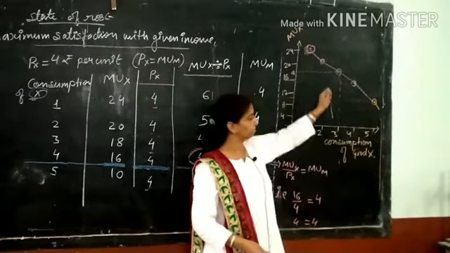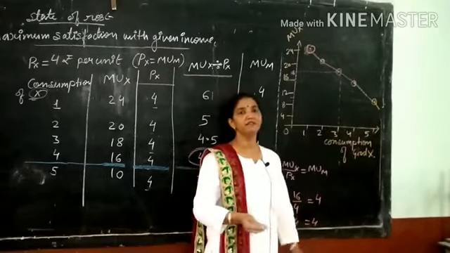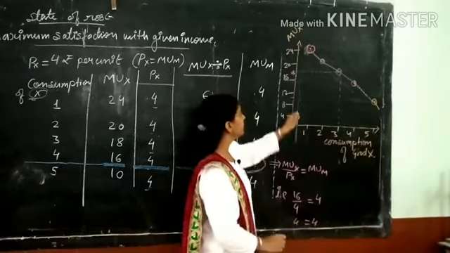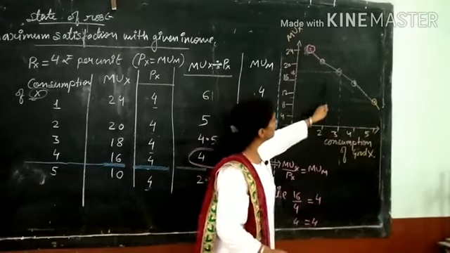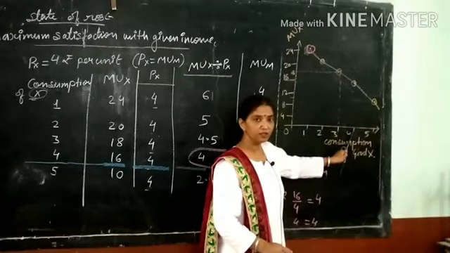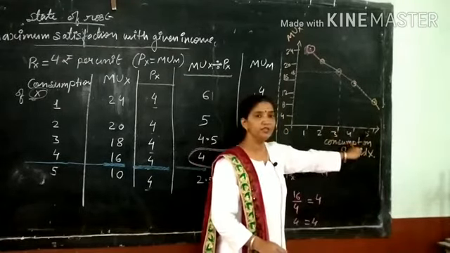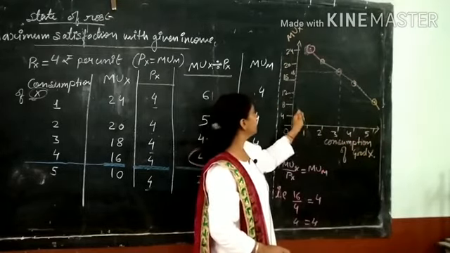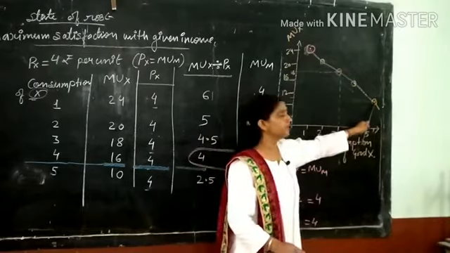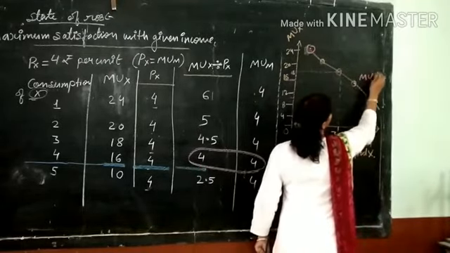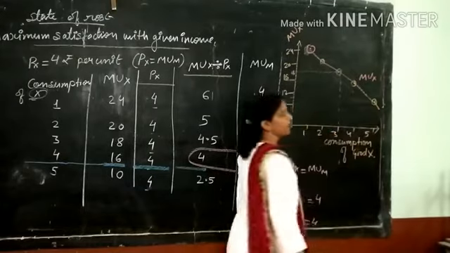Okay, 18. And at the fourth level, when the consumer is consuming 4 units of good X, he is getting 16 utils. 16 I have marked here for consumption level 4th. And when he is consuming 5 units, he is getting 10 utils. 10 is lying in between 12 and 8. 10 utils as marginal utility. This downward sloping curve is of marginal utility of X.